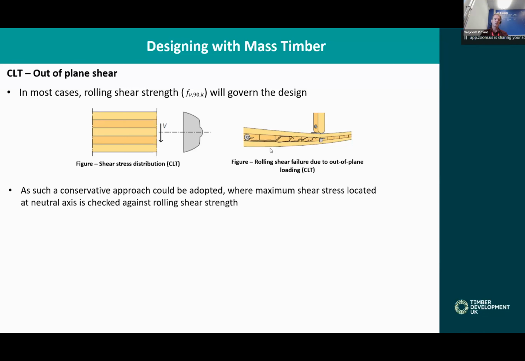So you calculate your stress along the entire section, identify the location of the highest stress, and then you can compare that to the design rolling shear strength, which is usually around 1 Newton per millimeter squared. The exact values for each of the products are always included in the European Technical Assessment or Declaration of Performance. So those values will vary. That's why you should always refer to the ETAs.